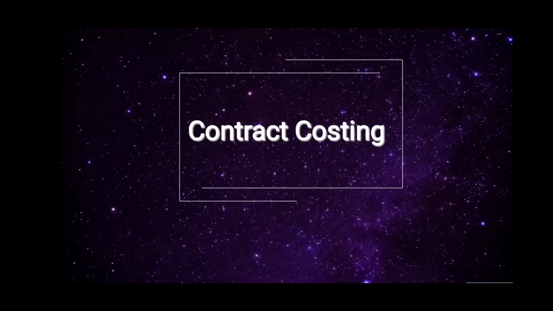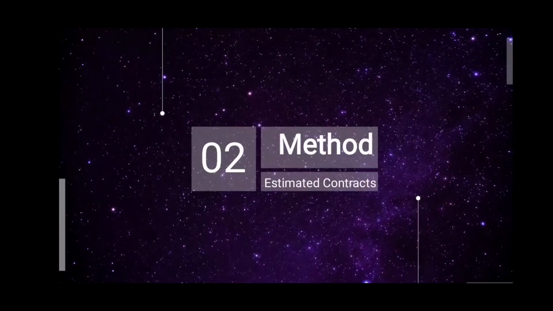So today I am going to teach contract costing. Method number 2, estimated contracts. In this method we are going to prepare actual contract accounts as well as estimated contract accounts for forecasting the future contract work based on the expenditure given.